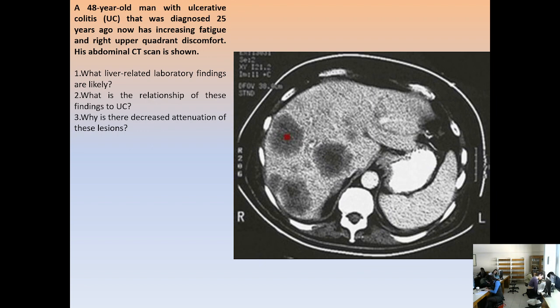So, in such a patient, we see that he has increasing fatigue and right upper quadrant discomfort, some discomfort here. So, have a look at the CT scan. What's the problem here? Which organ is affected and causes these symptoms to the patient? Which organ is affected here? Yes, please. The liver. And what can you see in the CT scan? It looks very enlarged.